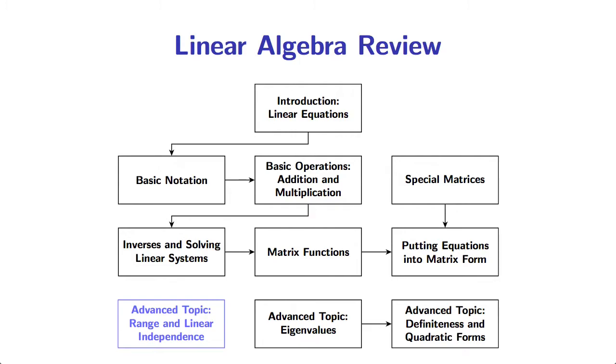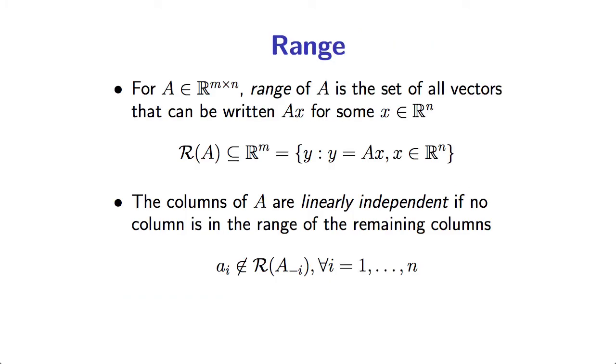Now let's talk about a slightly more advanced topic in linear algebra, which relates to notions of range and linear independence in matrices. To begin with, for a matrix A, which is m by n, the range of A, which we're going to write script R of A, is the set of all vectors that can be written as Ax for some x in Rn. So the range of A, which is a subset of Rm, is the set of all vectors that can be written as A times x for some x in Rn.